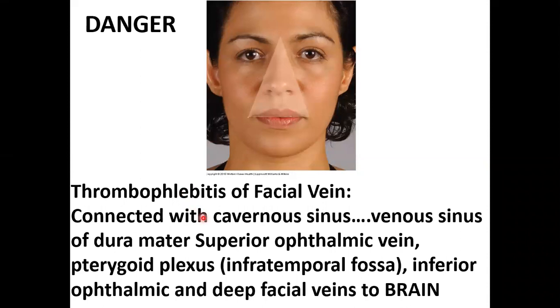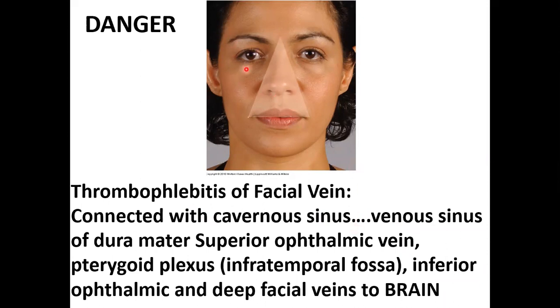So the reason why this even happens is that the veins in your head don't have valves. So it's possible for blood to flow in either direction. Therefore, since the blood can go in either direction, the blood can go backwards towards the cavernous sinus, and the cavernous sinus is like this pathway for the infection to get into your brain.